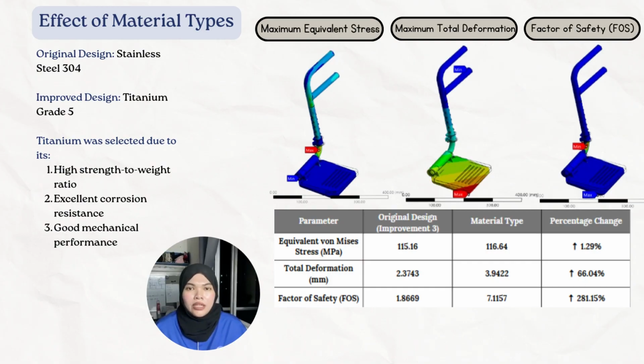However, the factor of safety increased significantly from 1.8669 to 7.1157, which is an improvement of 281.15%. This means the design has a much larger safety margin and it can withstand the applied load more safely. Overall, titanium grade 5 is the better material because it provides a much higher factor of safety while also being lighter, making it suitable for the wheelchair footrest.